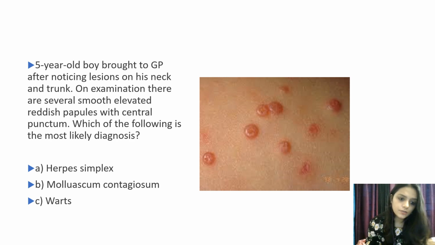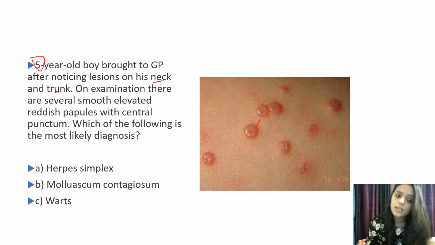Coming to the question, this is a small child, a 5-year-old with lesions on his neck and trunk. About the lesion, they have given this picture, so you can see here reddish papules. Papules means slightly elevated lesions with a central punctum. Central punctum, or sometimes they can tell you it's just umbilicated, means there is some depression at the center of the lesion. Which of the following is the most likely diagnosis? We can check each option.